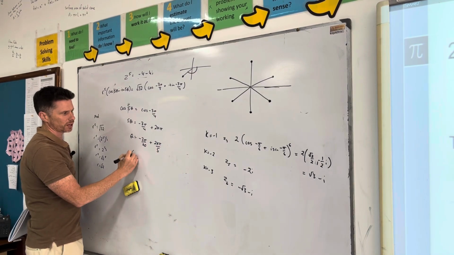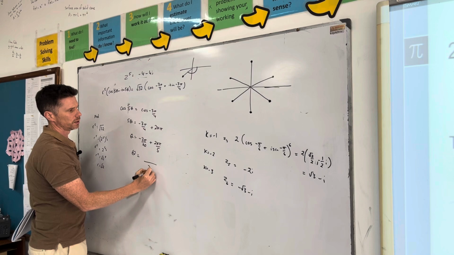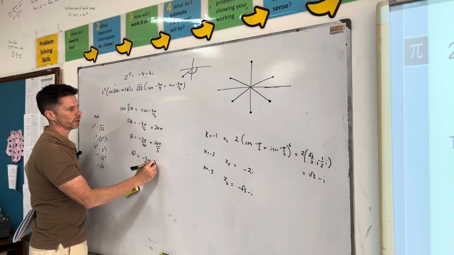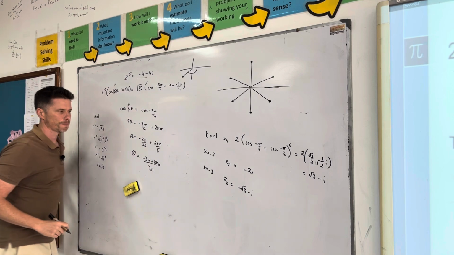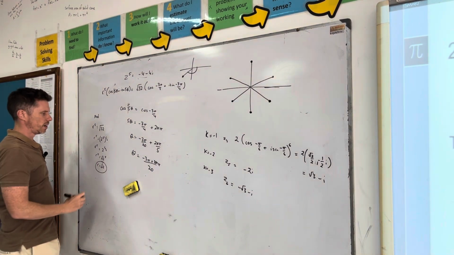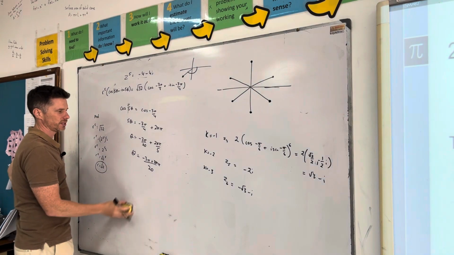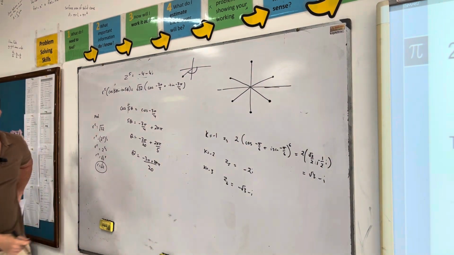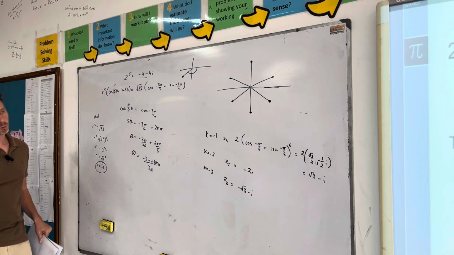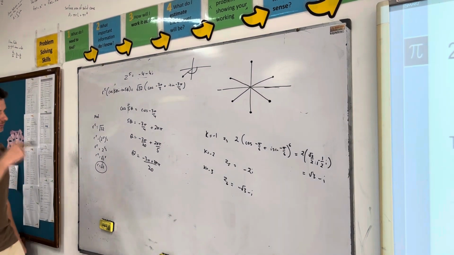Need a common denominator to put these two together. Times this by 4, 8k pi. Okay, makes sense. Very good. And our modulus is this, our argument is this, and we need to sub in a bunch of times, 5 times. What numbers do we sub in? We'll find out.